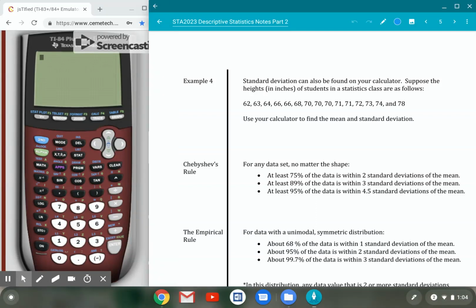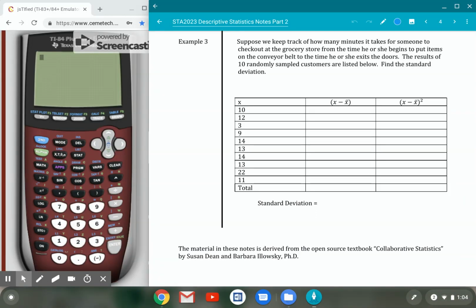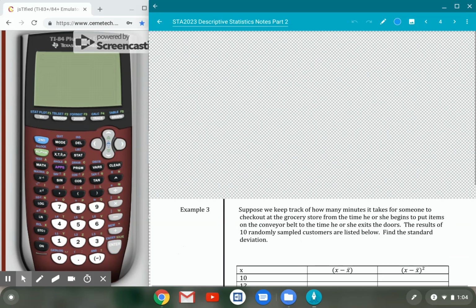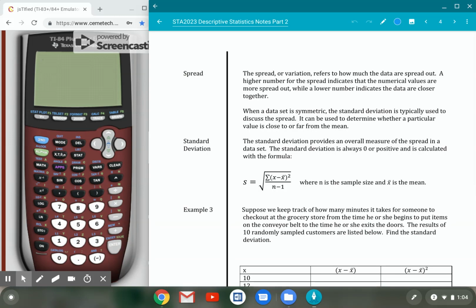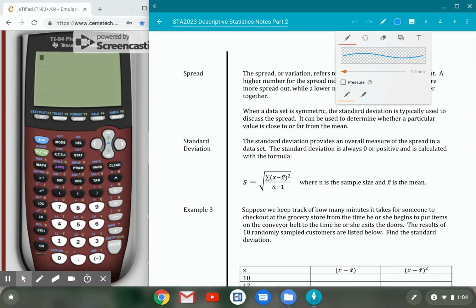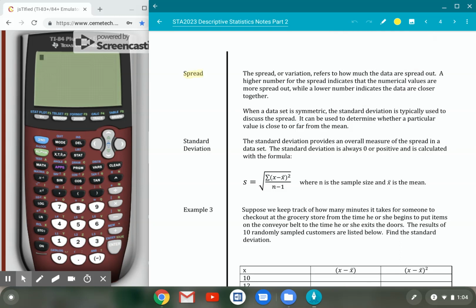Continuing on from the center of a distribution, next we can talk about the spread of a distribution. So we want to think about the center and spread as a pair that will always go together. The spread or variation, those are interchangeable, refers to how much the data are spread out. A higher number for the spread indicates that the numerical values are more spread out. A lower number indicates the data are closer together.